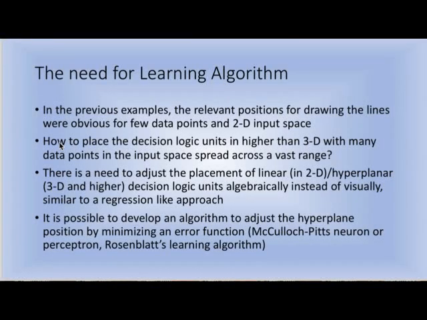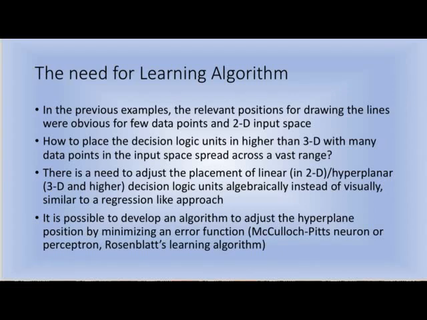For that reason, there is a need for an algebraic method to position the hyperplanes such that a linearly not separable problem can become a linearly separable problem after the transformation by the first layer, or if the problem is already linearly separable, then a line or a hyperplane can be positioned correctly so that the decision problem is solved.